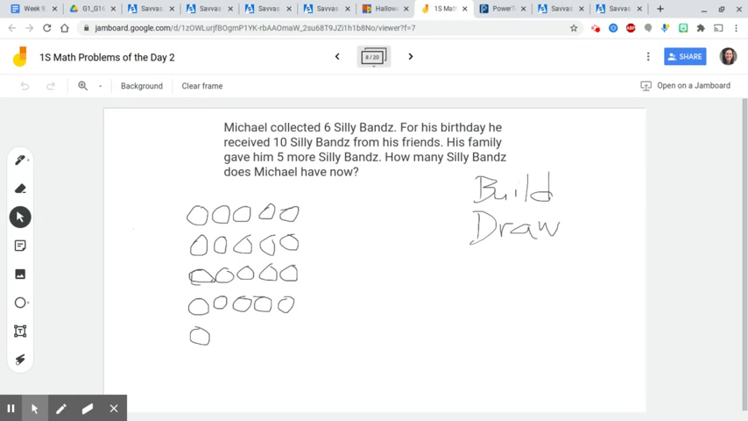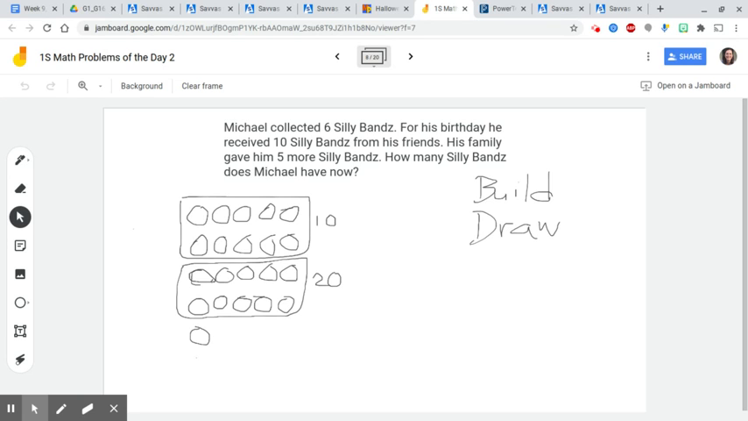Okay, so I'm going to look at the picture and try to find some groups of 10. And that's part of why I did it in rows of 5, because I know I can find a group of 10 really easily when I have 2 rows of 5. So there I have a group of 10. And then I can see there's another group of 10 right below that. This is going to make it really easy for me when I have 2 groups of 10. I can say, oh, there's 10 in this group, and there's 10 in this group. So I have 10, 20, and then there's 21. So how many silly bands does Michael have now?